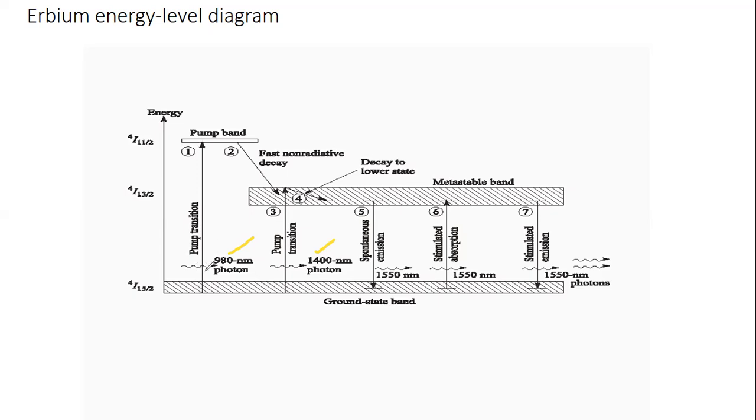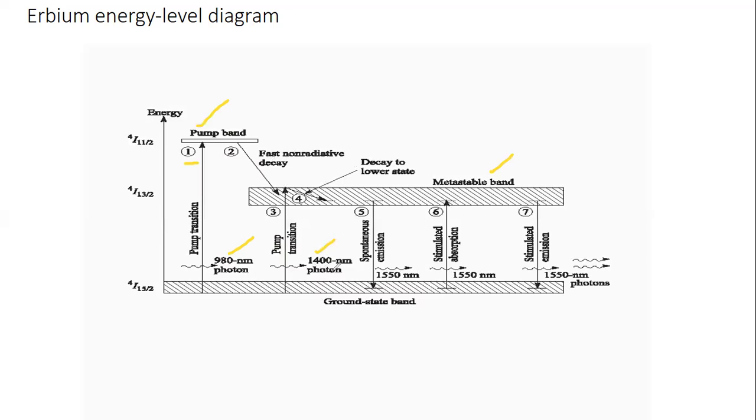After supplying energy from the pump laser to the EDFA, the electrons are excited to the higher energy level, that is the pump band, and this is indicated by transition 1. In transition 1, electrons are excited from the ground state to the pump band upon the application of a 980 nanometer photon. Electrons stay for some time in this pump band, then they decay to the metastable state. This is shown by transition 2, and this is a non-radiative decay.